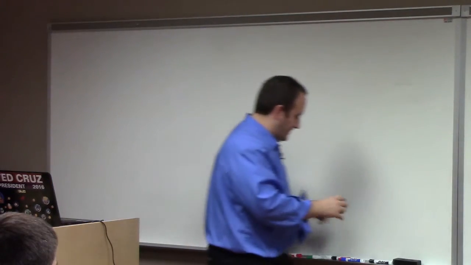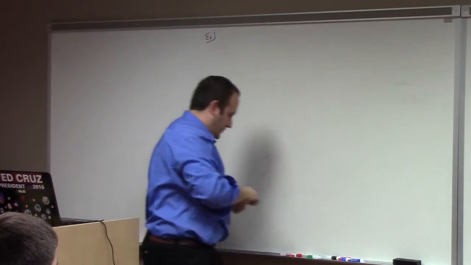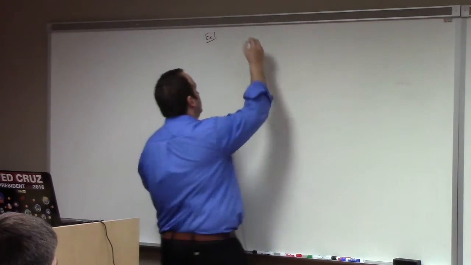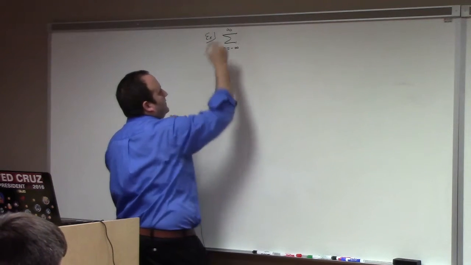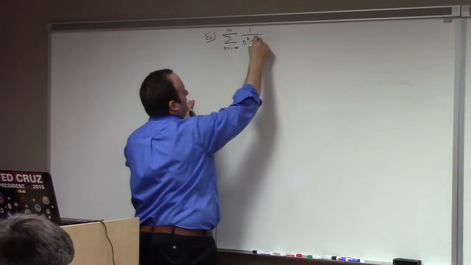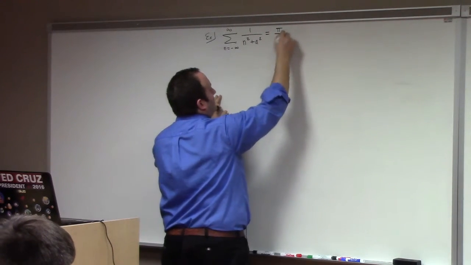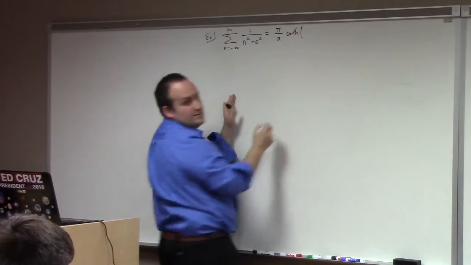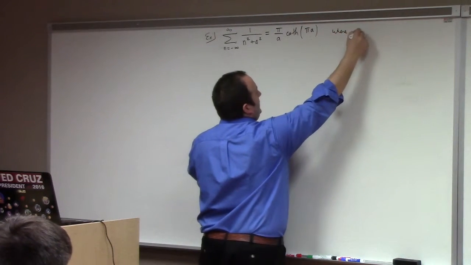All right. Example, if I don't mark it, it's working better. We're asked to show the sum from n equals minus infinity to infinity of 1 over n squared plus a squared is equal to pi over a times the hyperbolic cotangent of pi a, where a is greater than 0.